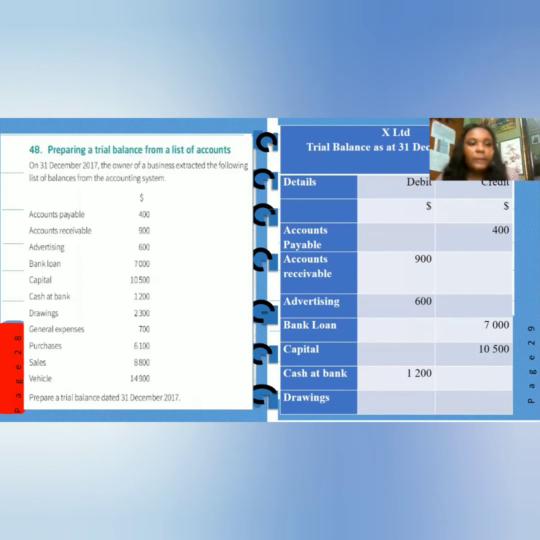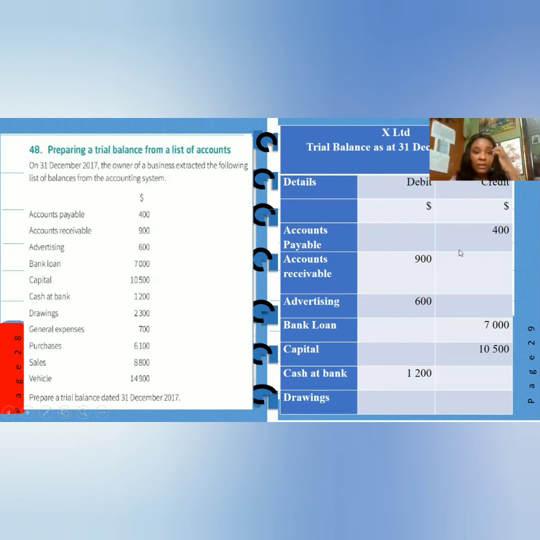Accounts payable, we owe this money. It says payable, we have to pay that money at some point. So it's a liability for us, and our liabilities will go on the credit side. Accounts receivable, we will get this money from our debtors at some point in time. It belongs to us, and so it's an asset to us.